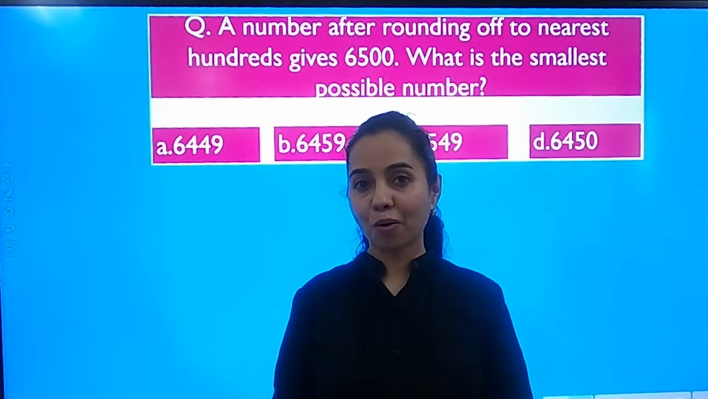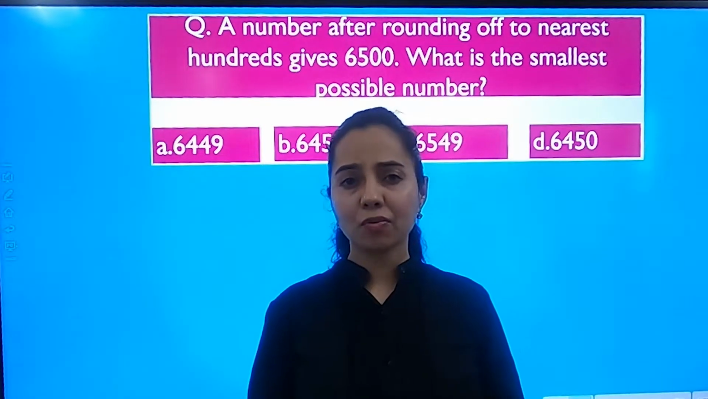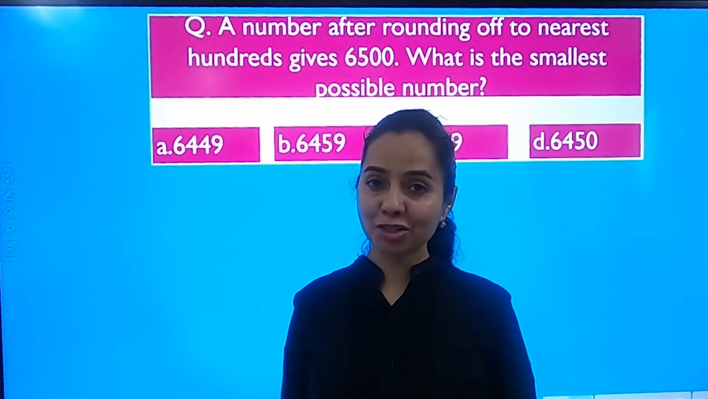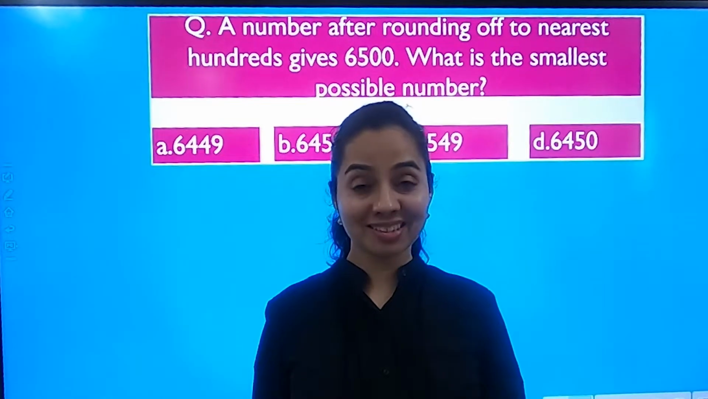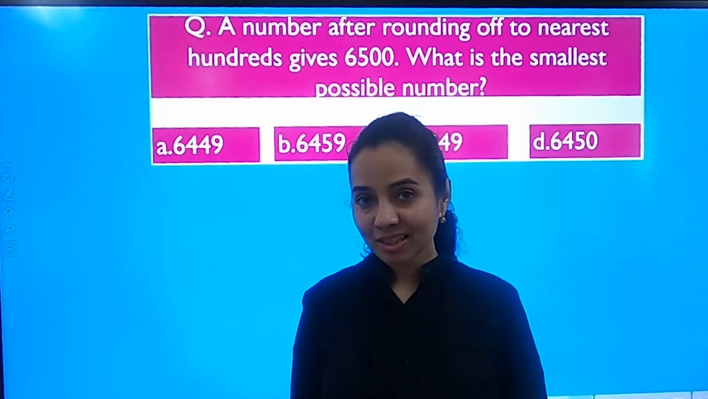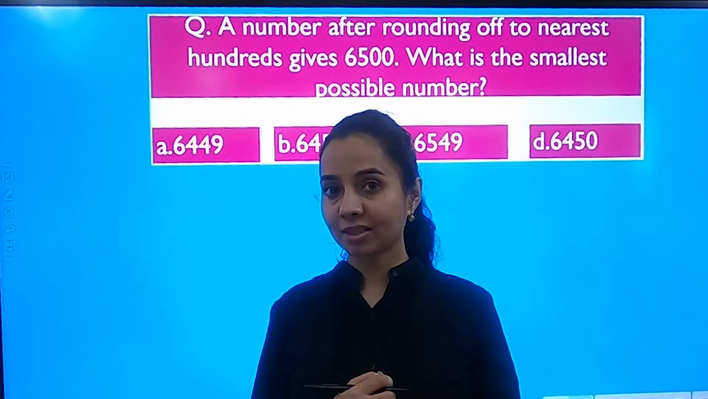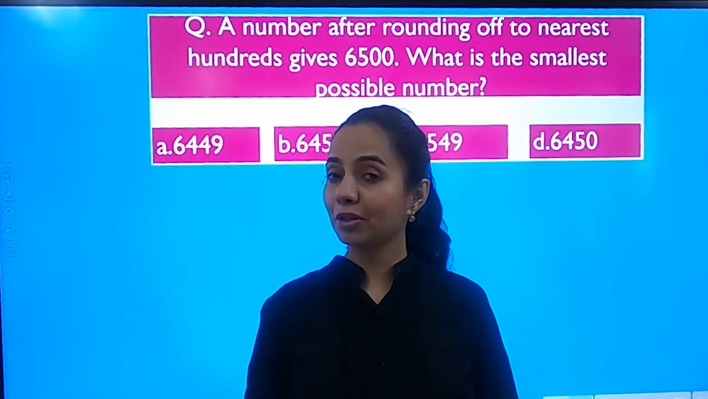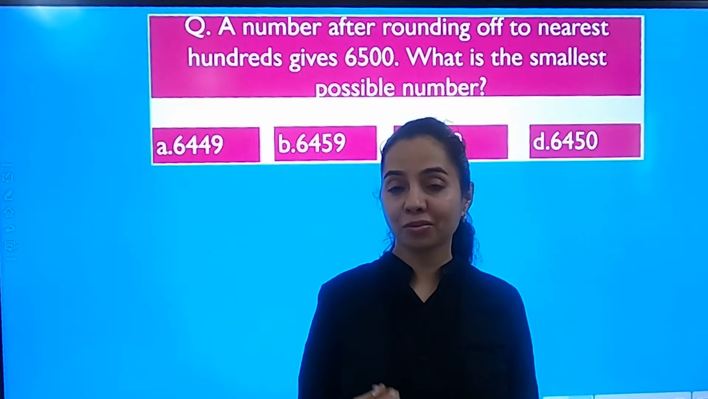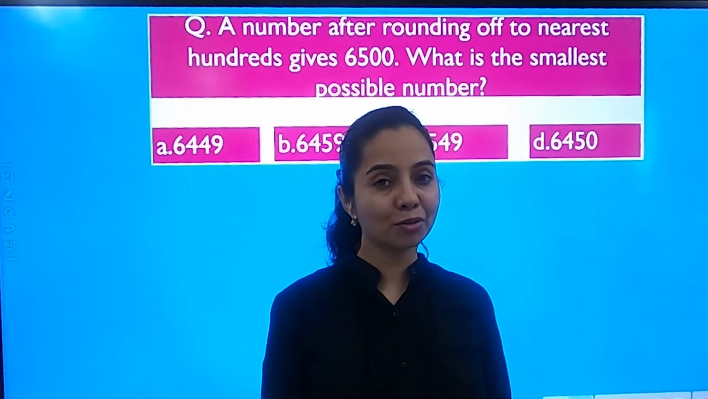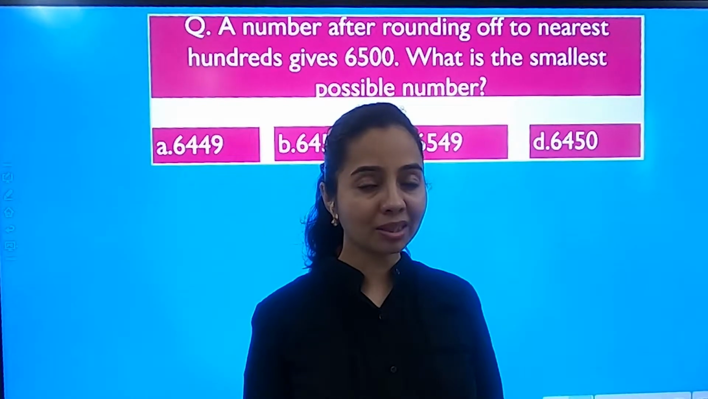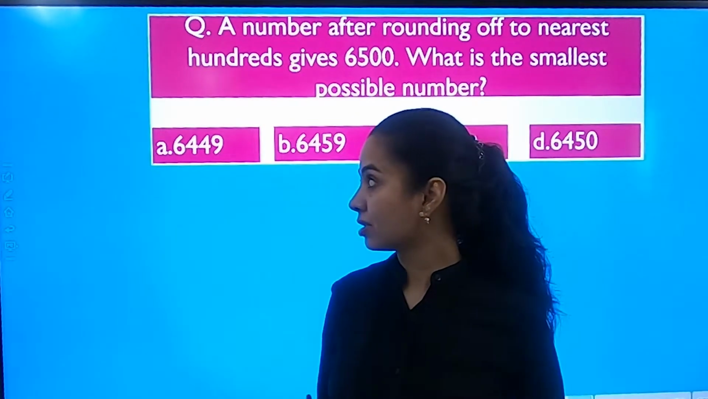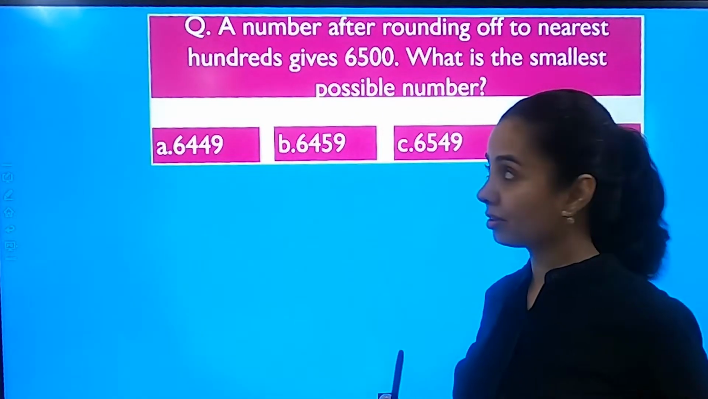Up till now, all the questions which we have solved were not that difficult. But this is one question which is tricky, but if you understood this concept, everything will become easy for you. There will be no question that could be asked and which you cannot solve from the topic of rounding off. So here is this question.